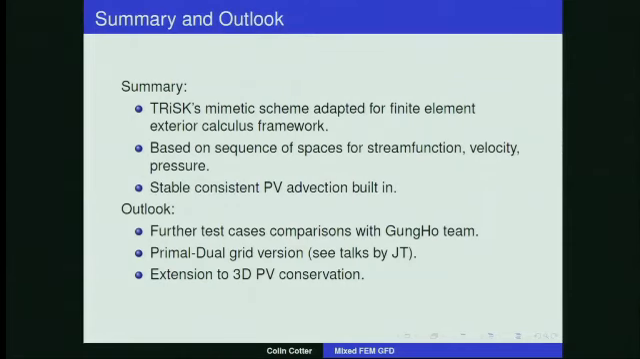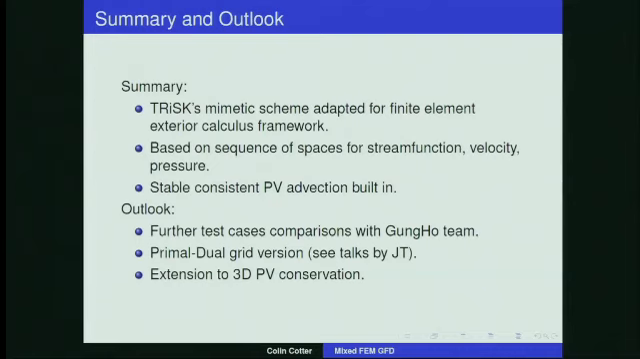So I'll just quickly give you a summary. I've adapted this mimetic scheme of Trisk to a finite element exterior calculus setup. The fact that you've got finite elements means you can use higher order, you don't have this orthogonality constraint, and you can tinker with the balance of degrees of freedom to try to control spurious modes. It's based on having a sequence of spaces for the stream function, velocity, and pressure, where you take a curl of the stream function to get a velocity, and then a divergence to get a pressure. And you can build in stabilized, consistent PV advection, no problems.